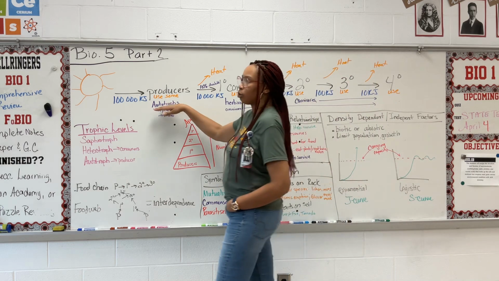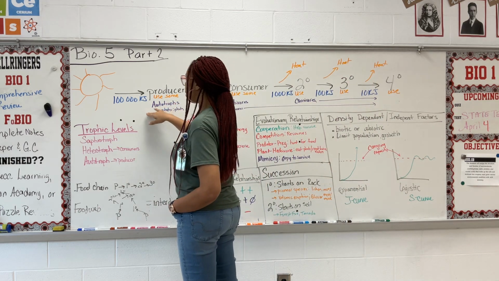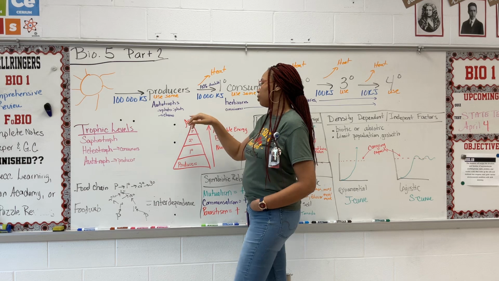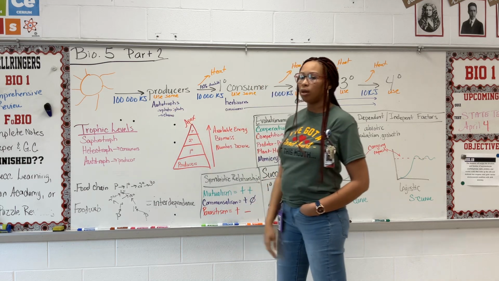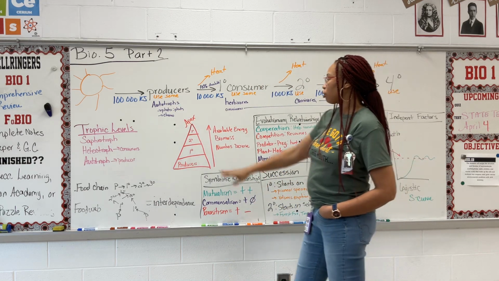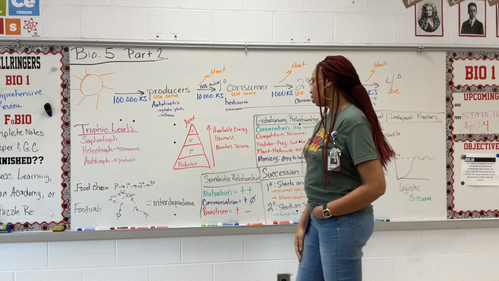Now our autotrophs are able to self-nourish. And so your autotrophs can either be photoautotrophs or they can be chemoautotrophs. Okay, photoautotrophs use light, chemoautotrophs use chemicals.